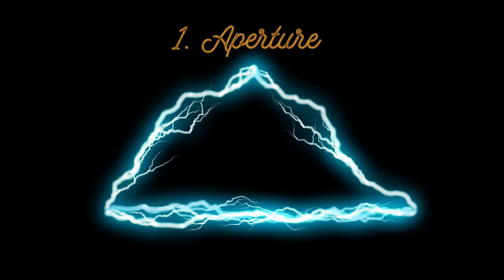Point number one on the exposure triangle is the aperture, which is located inside your lens. The simplest way to describe it is the size of the hole that allows light to pass through your lens. Inside your lens are small metal blades that open and close and affect the amount of light that passes through it and into the camera. The bigger the hole, the more light, which makes your image brighter. The smaller the hole, the less light, which makes your image darker.